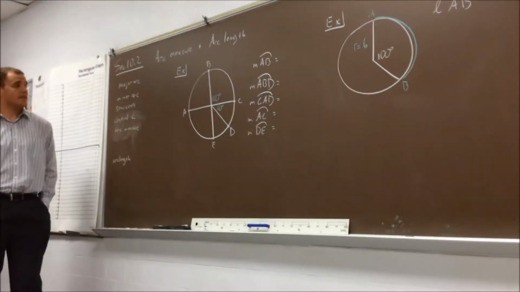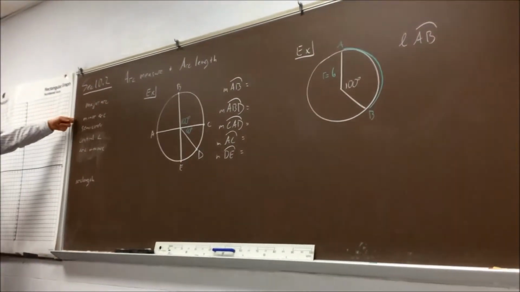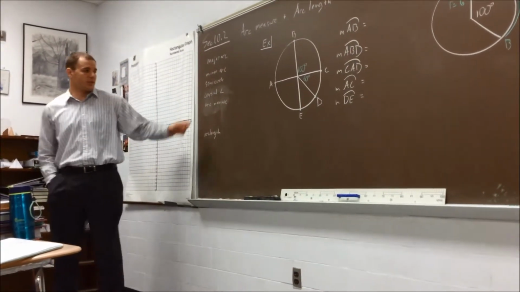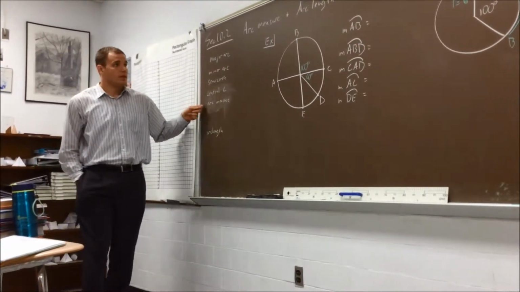All right, today we're doing section 10.2. We're going to talk about major arcs, minor arcs, semicircles, central angles, arc measure, and arc length. Specifically, what's the difference between these two?